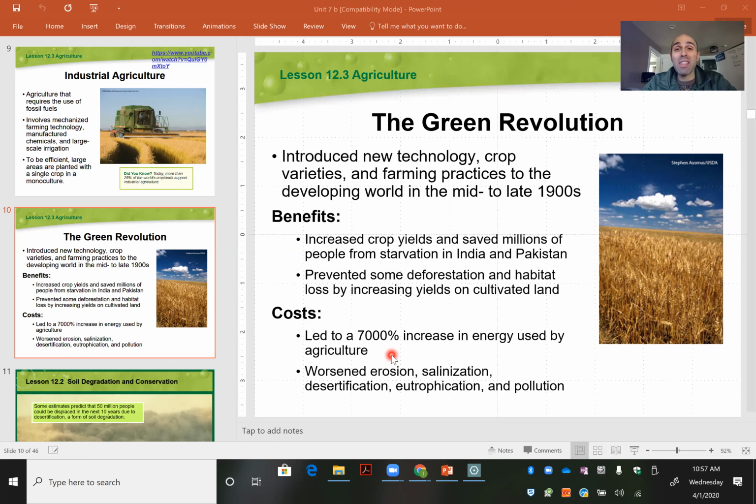It led to a 7,000% increase in energy usage, meaning we're using more fossil fuels now. We're producing more carbon dioxide into the atmosphere. It worsened erosion. And think about your last quiz, all about erosion, right?